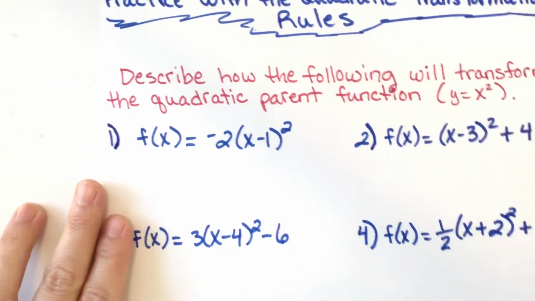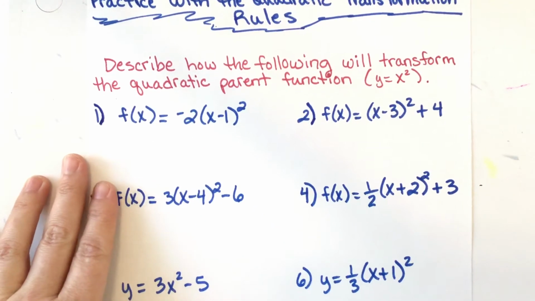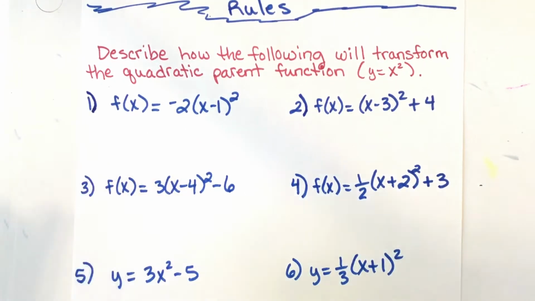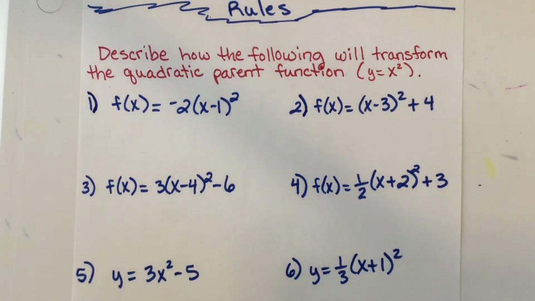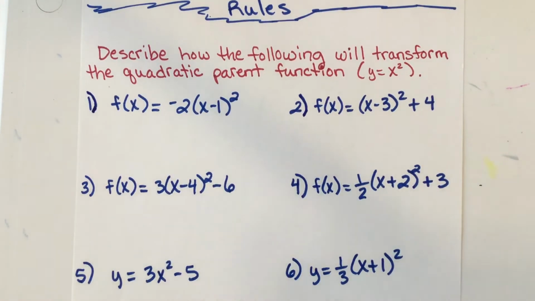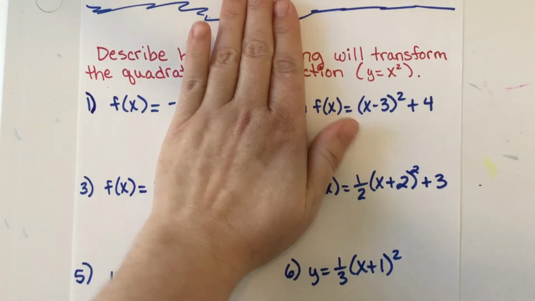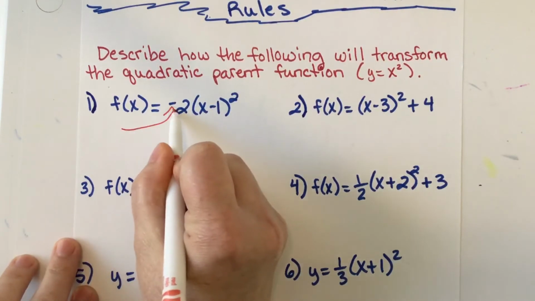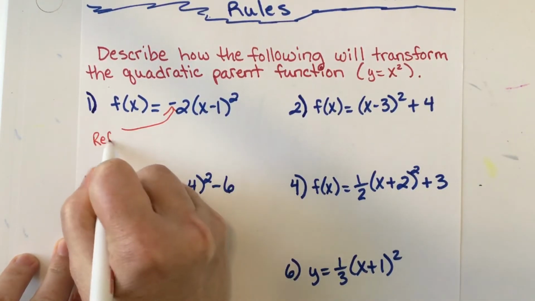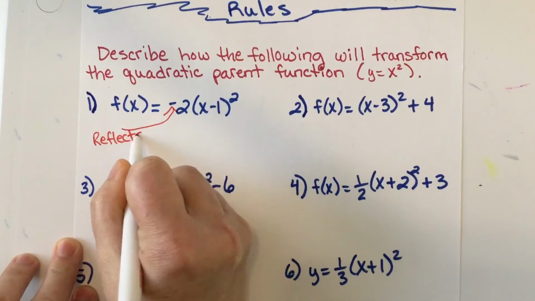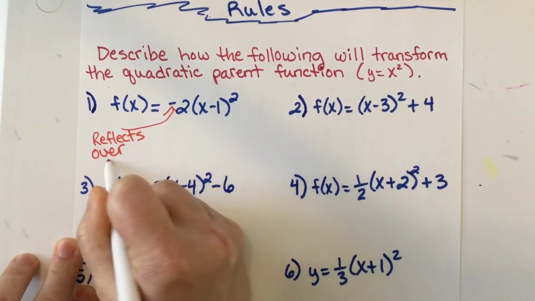Okay, so I'm not teaching anything new today. I'm just going to go back over what we've already been talking about. So this is based off of what I taught you in the last lesson and what I just went over. So these say, describe how the following will transform the quadratic parent. Okay, so first, if you see a negative in front, then that is going to reflect the graph over the x-axis. So I'm going to say reflects over x-axis.